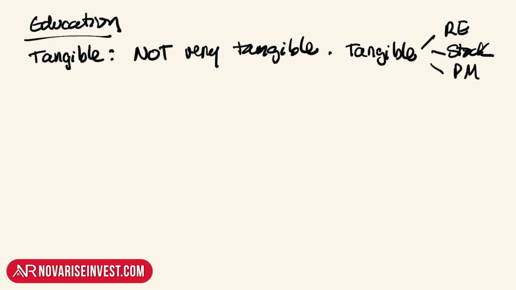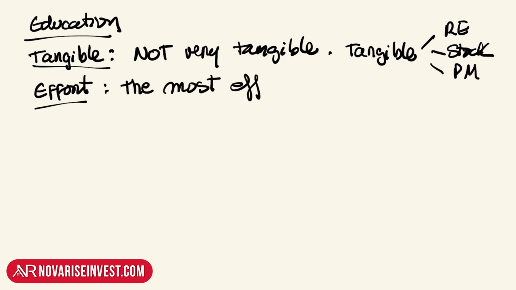So in that sense, it could play multiple roles. It's not really tangible, but it's tangible towards the end. Now, in terms of effort, it is the asset class that requires the most effort out of you. Okay, you have to do a lot of sacrifices.